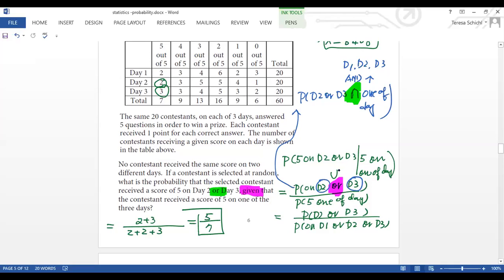Okay, so now I think it's a good place to stop here. And then we're going to resume in video number 2 to finish the remaining problems here.